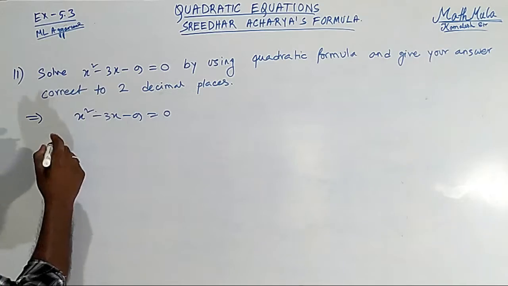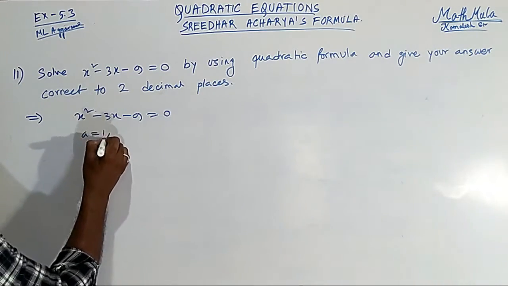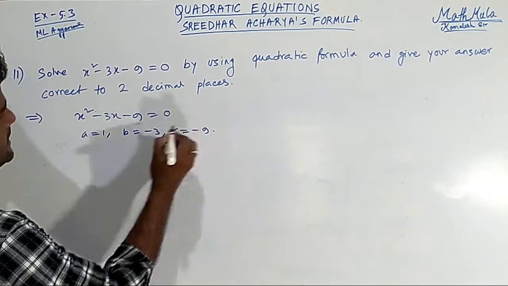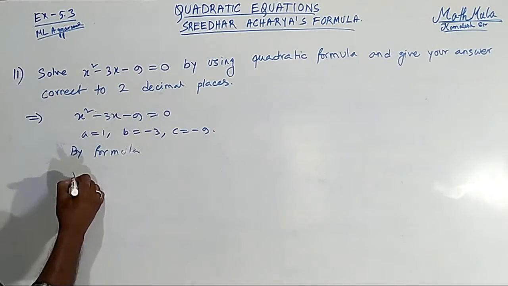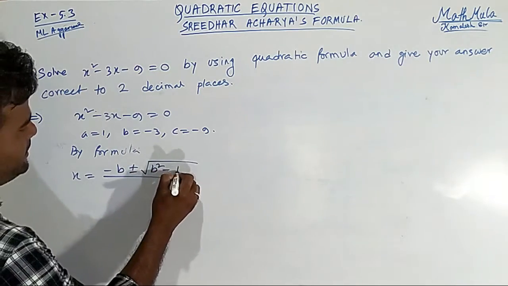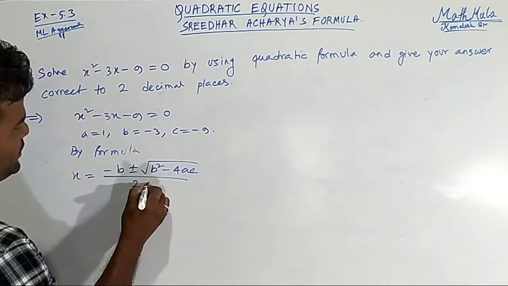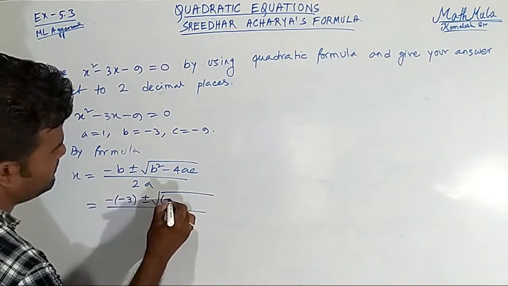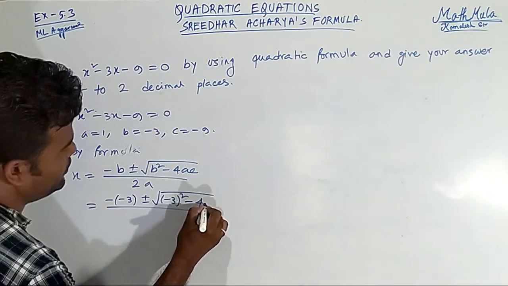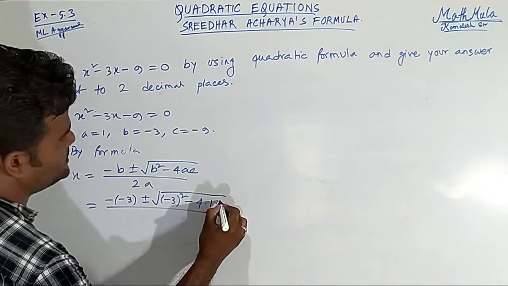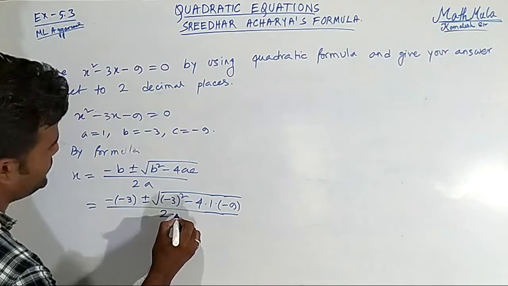Now comparing this equation with the general form, we get a equals to 1, b equals to minus 3 and c equals to minus 9. So by formula we get x is equal to minus b plus minus root over b square minus 4ac by 2a. This is equal to minus of minus 3 plus minus root over minus 3 whole square minus 4 into a, that is 1, into c, that is minus 9, by 2 into 1.